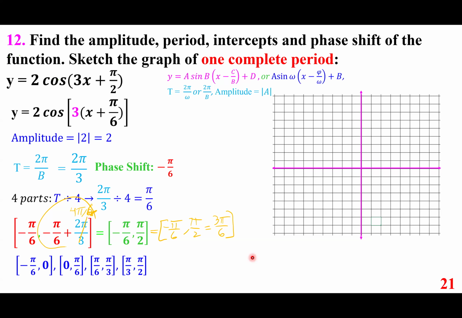So one more time. We start from minus pi over 6, and we add this amount. We get 0. Now we start from 0 and we add this amount. We get pi over 6. We start from pi over 6 and we add pi over 6. When you add pi over 6, you get 2 pi over 6, which is pi over 3. You start with this and you add another pi over 6. You get 3 pi over 6 or pi over 2.